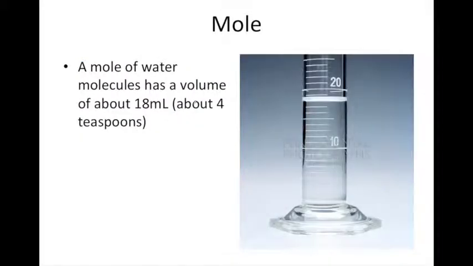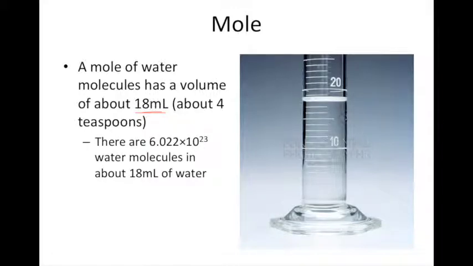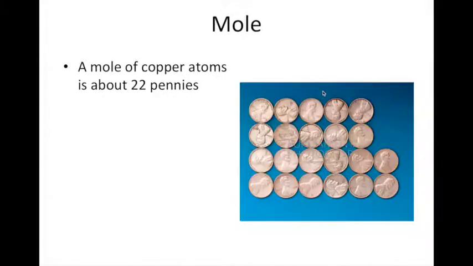Well, why do we use such a large number? Well, again, because we're dealing with very tiny things. What if we had a mole of water molecules? How much space would that take up? Well, it would only take up about 18 milliliters or 4 teaspoons. So if we had 6.022 times 10 to the 23rd water molecules, 1 mole, it would only cover about 18 milliliters or about 4 tablespoons. It goes to show you just how tiny molecules are.